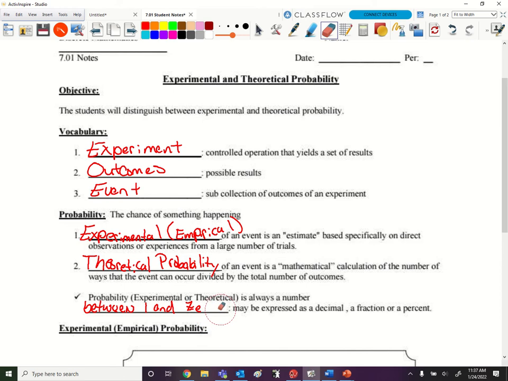Why does that look weird? There we go. All right. Now, 1 and 0. So it could include 0 and it could include 1. So it could be both or either. It's expressed as a decimal, fraction, or percent.